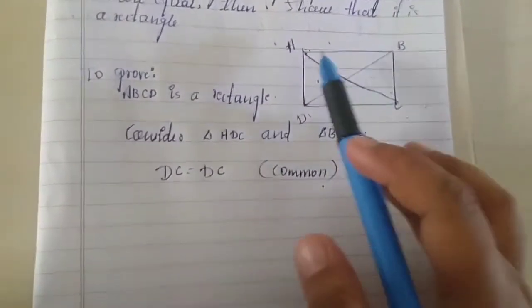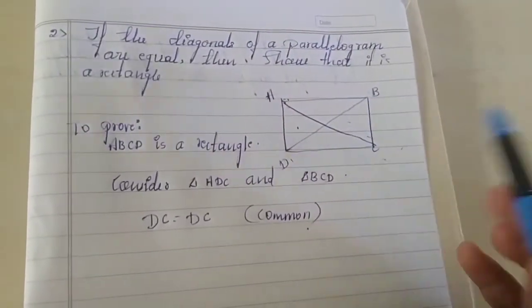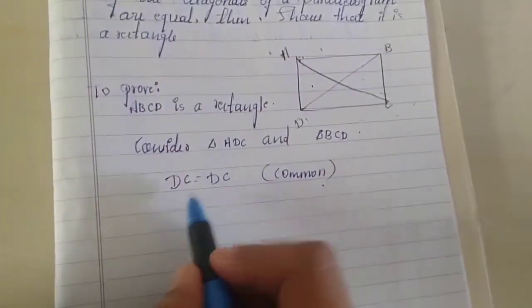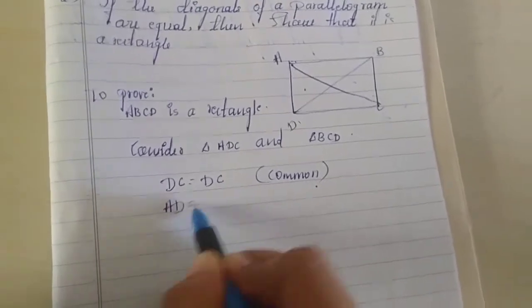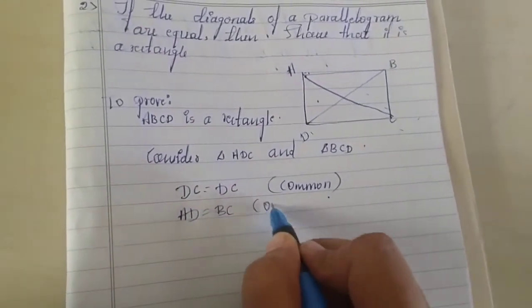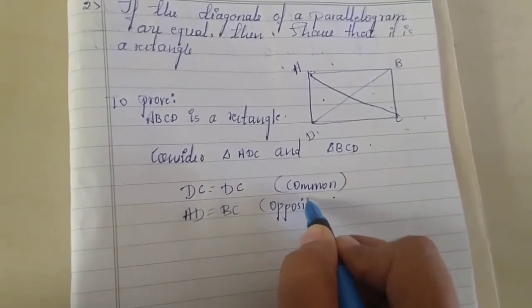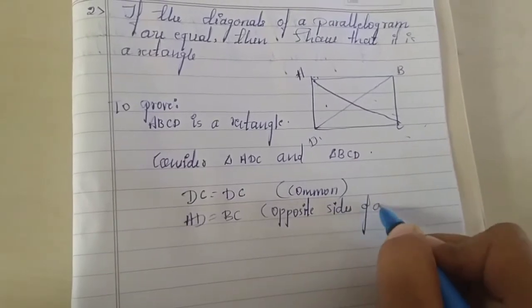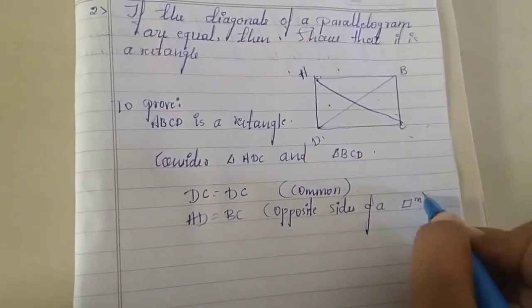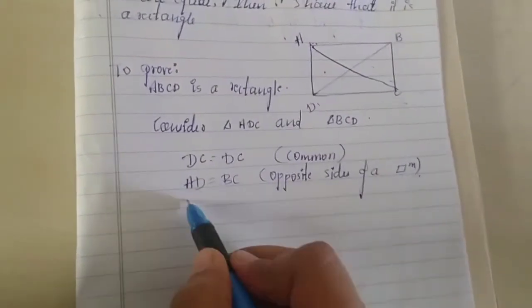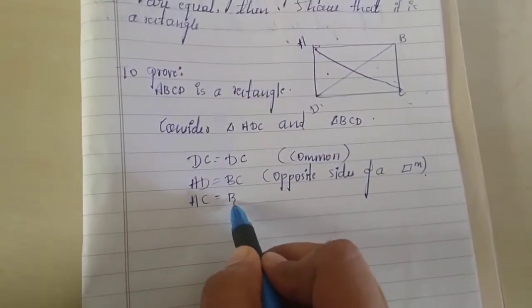So now here, why am I writing AD is equal to BC? We know that opposite sides of a parallelogram are always equal. So for that sake, AD is equal to BC, because opposite sides of a parallelogram are equal. Okay, so now we will see the third one, that is AC is equal to BD, right?